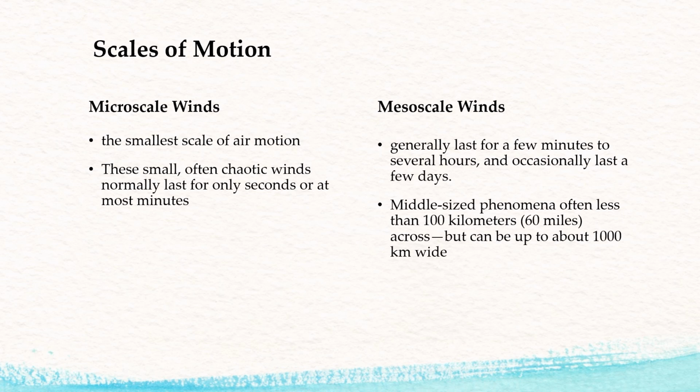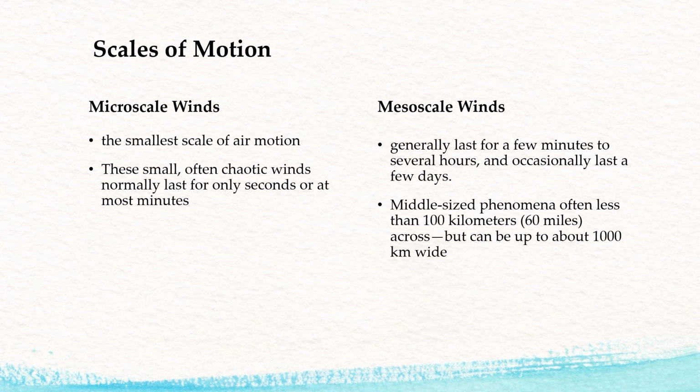But also you have to bear in mind that not all wind systems fit neatly within one of these categories. For example, small tornadoes are considered microscale, whereas large tornadoes are classified as mesoscale winds. These mesoscale winds include strong updrafts and downdrafts, tornadoes, as well as a few larger wind systems referred to as local winds, which we're gonna check out in the later slides.